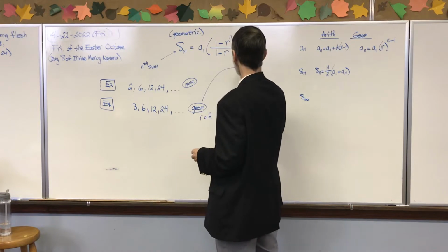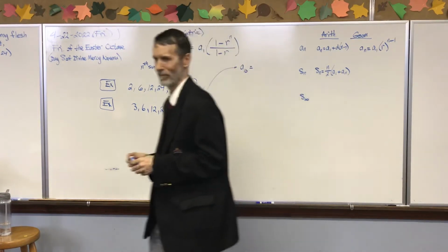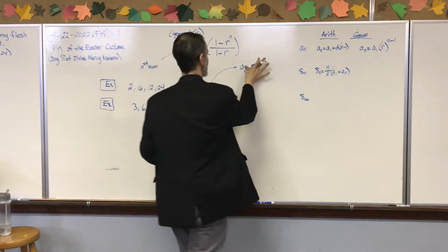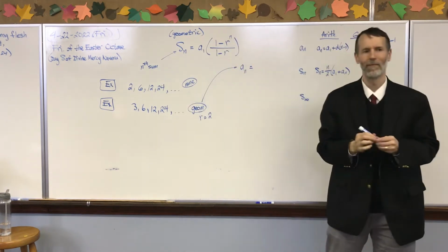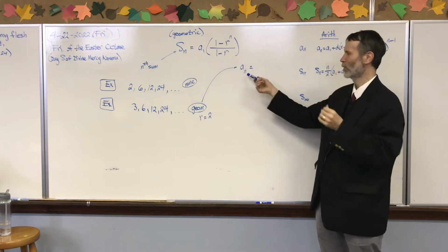Now, can somebody give me the 10th term? Actually, let's start at the beginning. Can somebody give me just the general formula for the term, a sub n? Jack, help me out with this one. How do you get the formula for a sub n again?